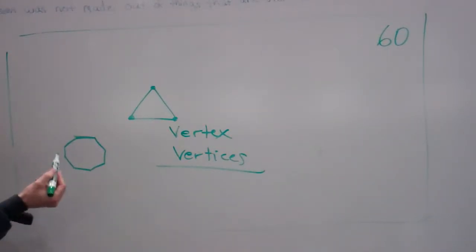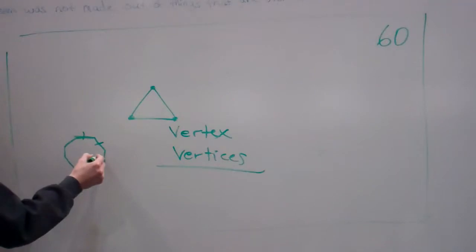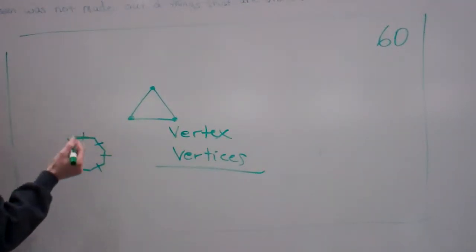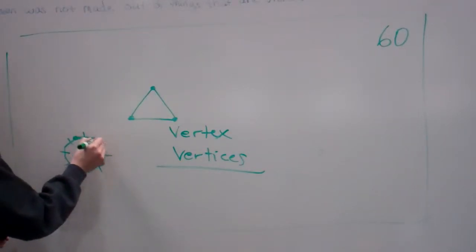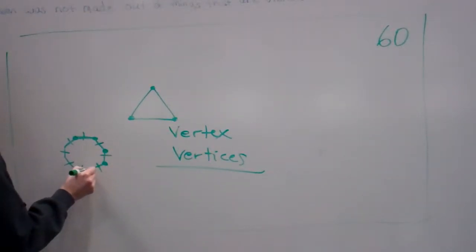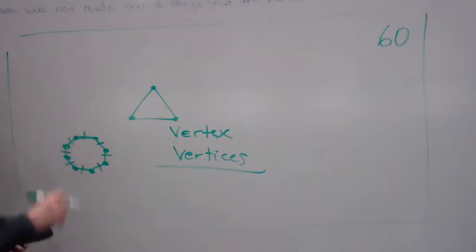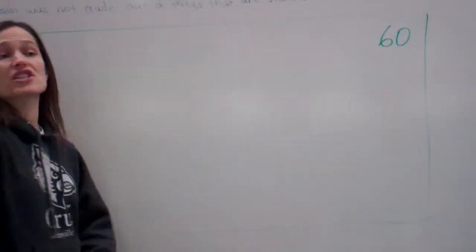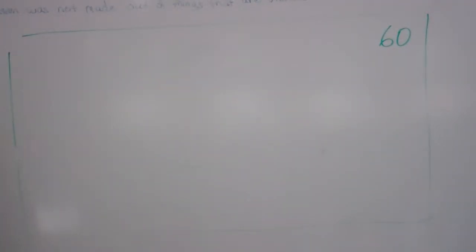Okay? So let's just count them this time. 1, 2, 3, 4, 5, 6, 7, 8. And let's count our vertices. 1, 2, 3, 4, 5, 6, 7, 8. Isn't that cool? So the same number of sides has the same number of vertices. All right. What is the name of a polygon that has 4 sides? It has 4 sides.